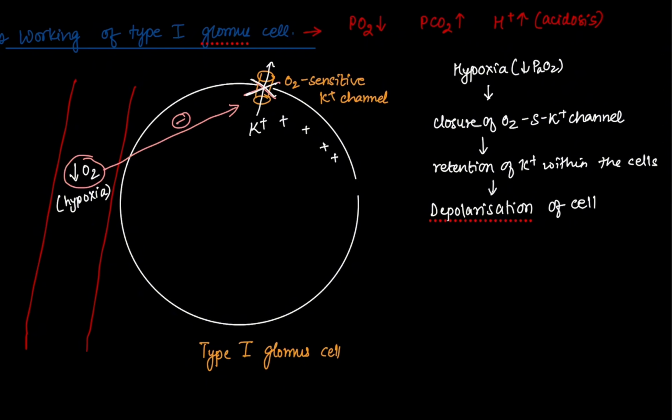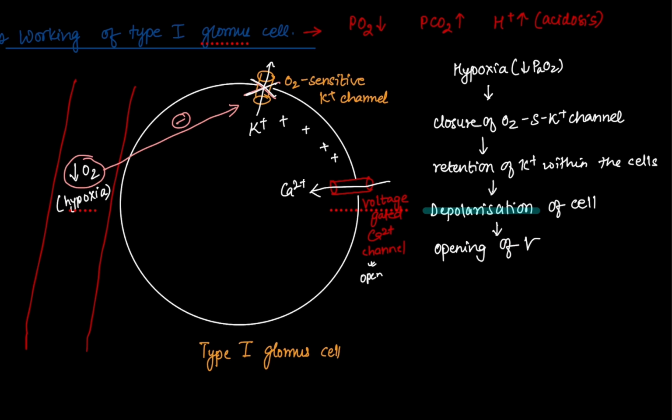There is another channel that is present at the level of the type 1 glomus cell, and that channel is known as the voltage gated calcium channel. Now if there is depolarization, what will happen to this calcium channel? Depolarization means there is enough voltage, so this voltage gated calcium channel will open, and there will be rapid influx of calcium inside the cells.